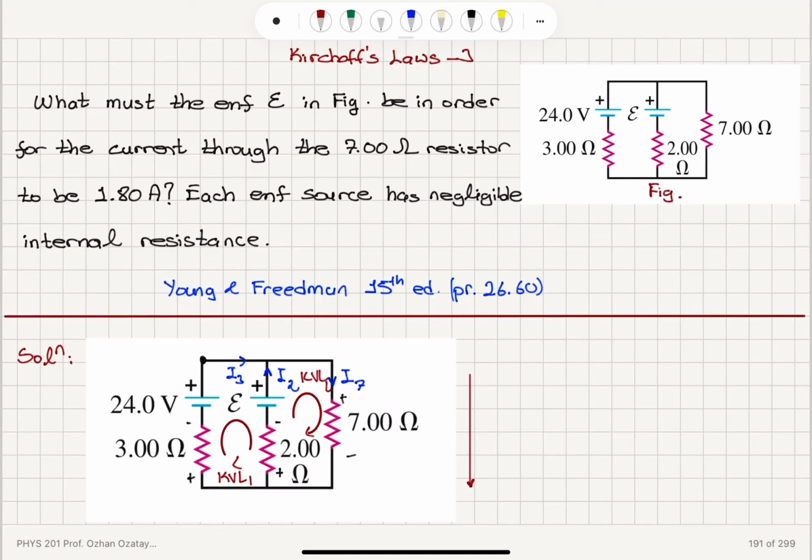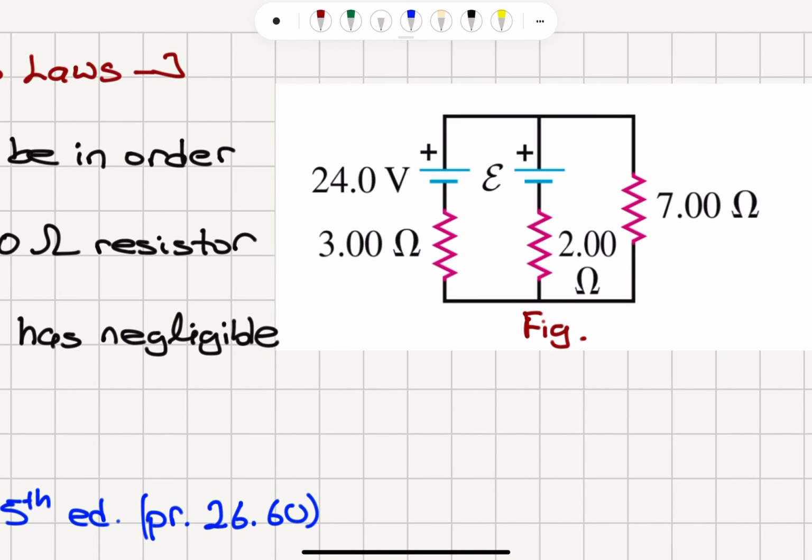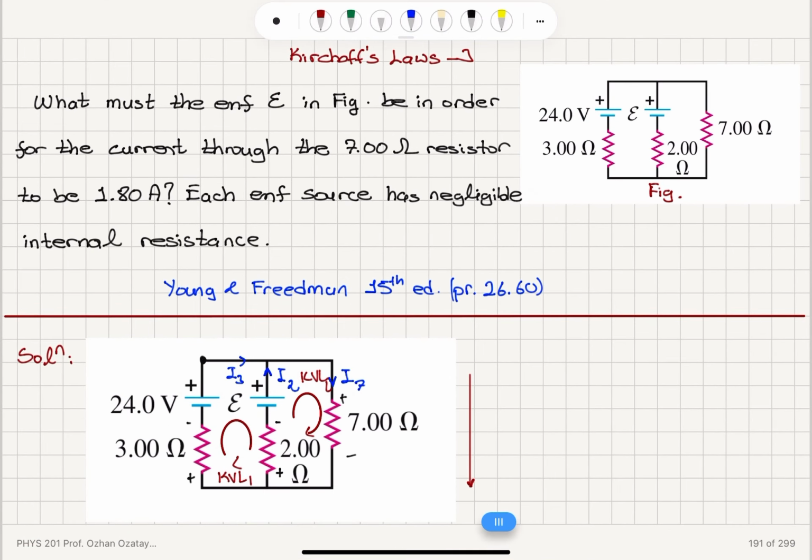Kirchhoff's laws, problem 3. What must be the EMF epsilon in figure B in order for the current through the 7 ohm resistor to be 1.8 amps? Each EMF source has negligible internal resistance. So we want this current through the 7 ohm resistor to be 1.8 amps.